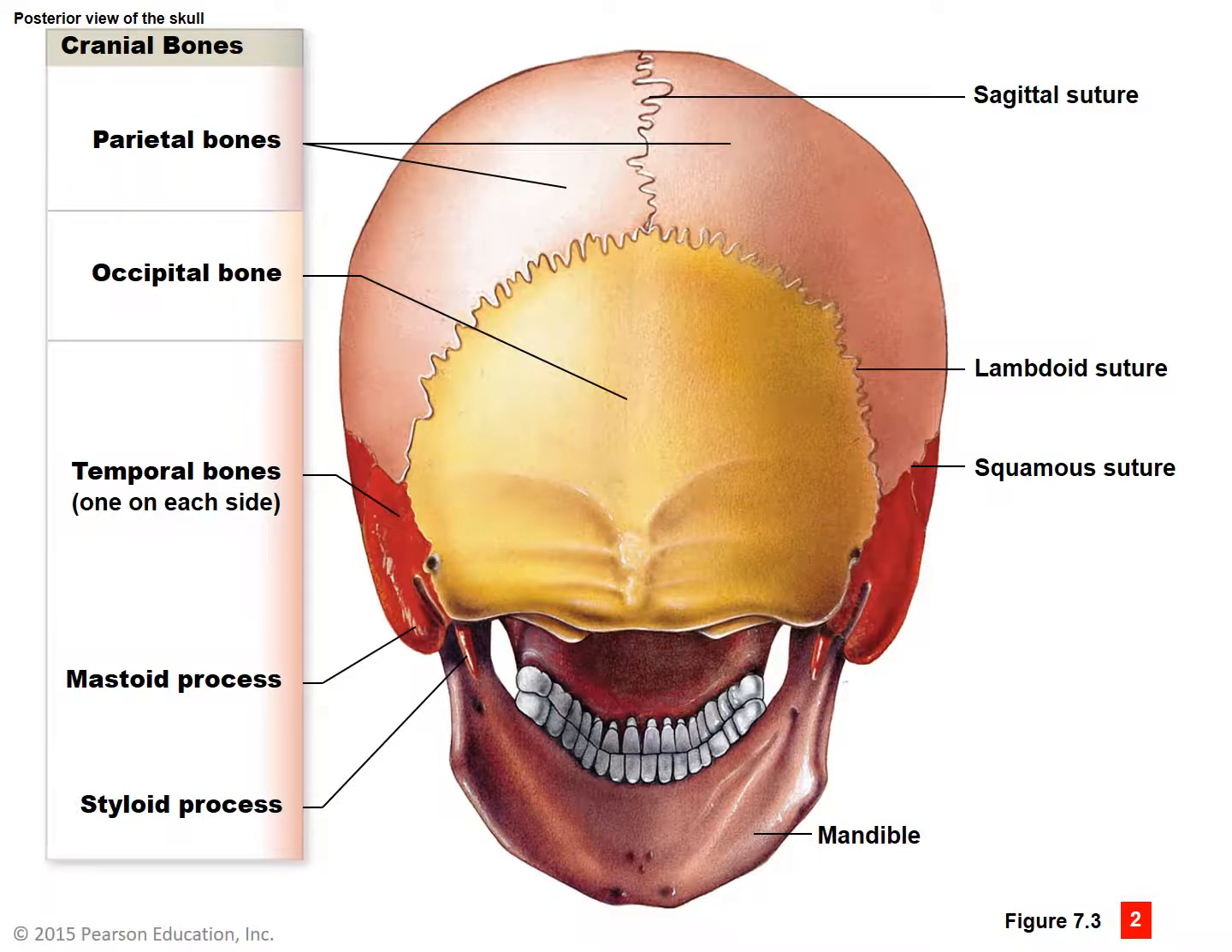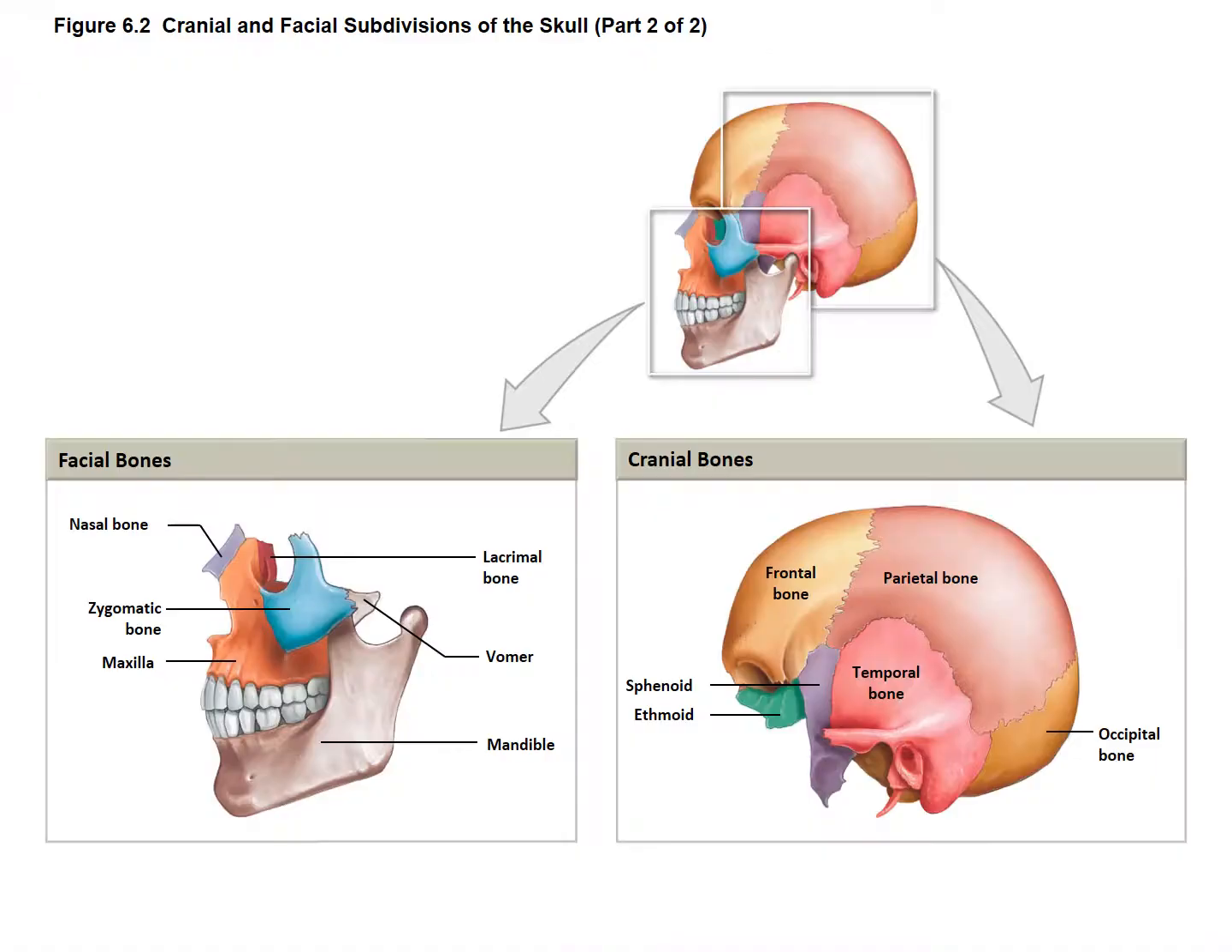On the posterior aspect, we have, of course, the occipital bone, which is going to be the back of your skull, and the temporal bones on either side, which will be where the ears would be on your skull. Here we can see other views and separations of the bones as described.